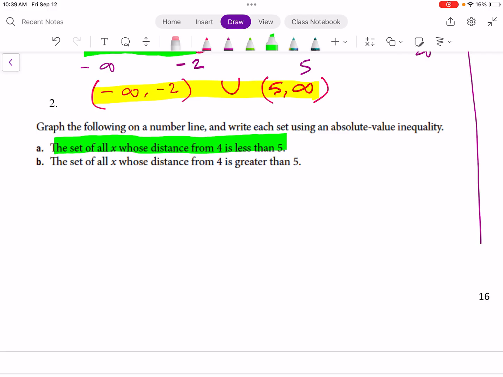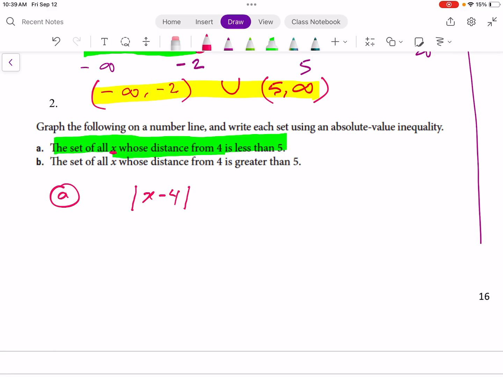So we have the set of all x whose distance from 4. Now how do we write down the distance? How do we find the distance? To find the distance, we find the absolute value of our difference. So we need to find the difference of x and 4. The difference of x and 4 is x minus 4, and the absolute value of this difference is the distance. That's how we define it in our review section.